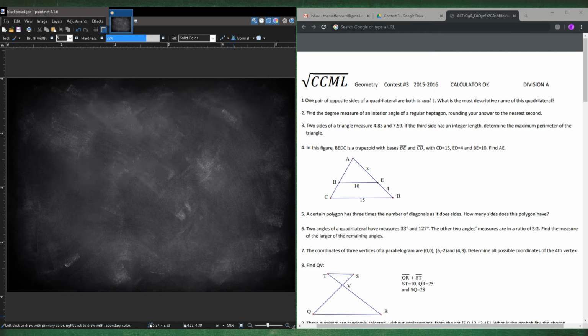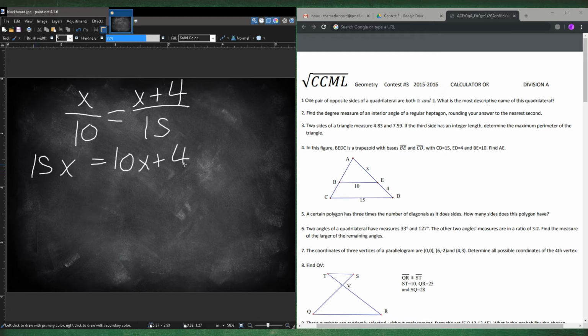Okay, in this figure, BECD is a trapezoid with bases BE and CD, with CD equal to 15, ED equal to 4, and BE equal to 10. Find AE. So AE is x. Since they're similar triangles, ABE and ACD, we have x divided by 10 is the same thing as x plus 4 divided by 15. Cross multiplying, we get 15x is equal to 10x plus 40, and we get 5x is equal to 40, so x is equal to 8. The answer is just 8, because x is equal to AE.